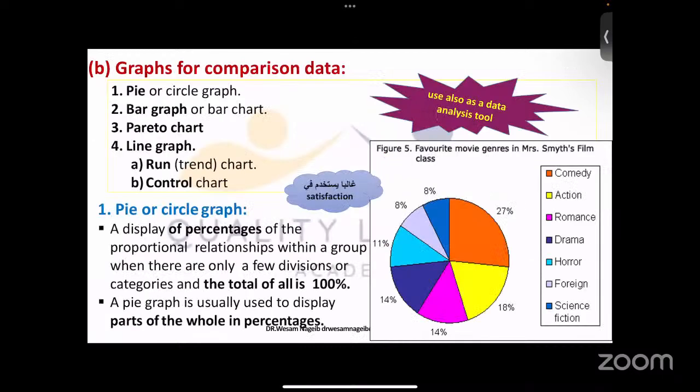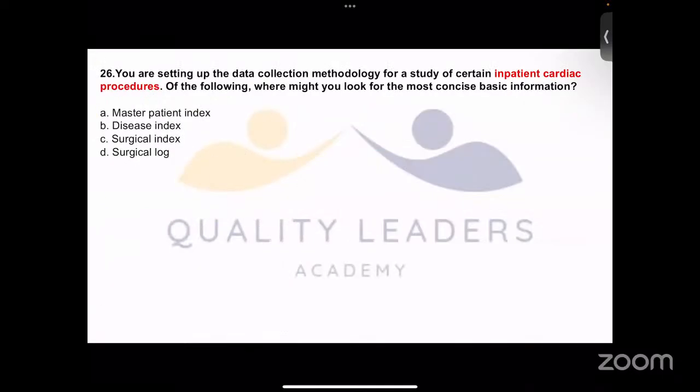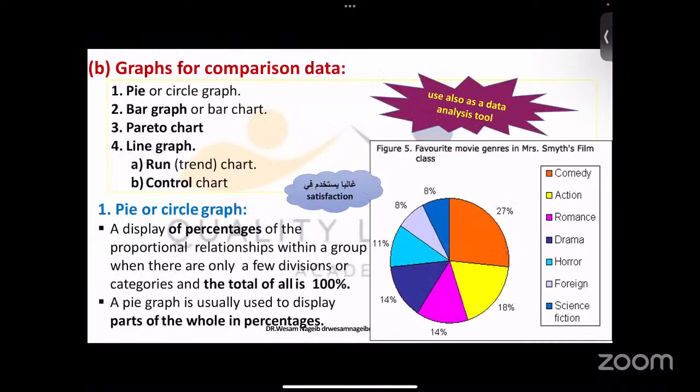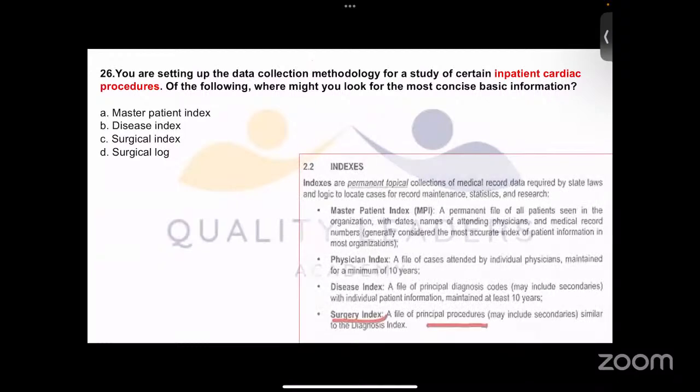Number 20. Okay, hold on. 25. Okay, number 26.